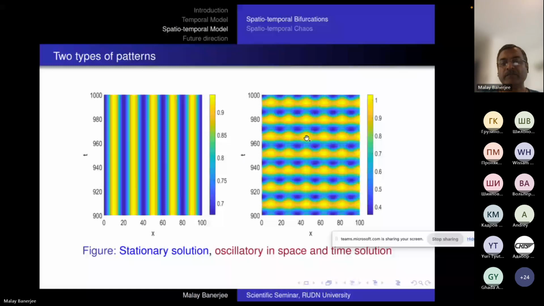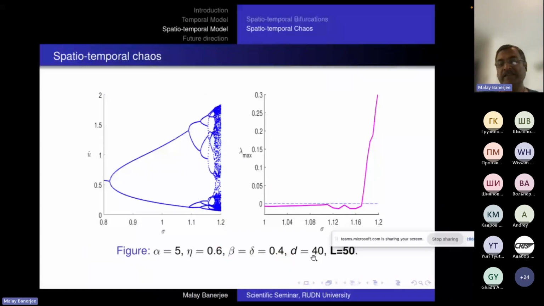And further, if we increase the domain size to L equal to 50, keeping D equal to 40, then we can see some sort of spatiotemporal chaos, and this is the period doubling bifurcation route to spatiotemporal chaos. This is the plot of the spatial Lyapunov exponent, which shows that after this particular threshold, if I recall correctly 1.172, the largest Lyapunov exponent is positive, and that more or less coincides with the chaotic regime that you can see at this particular level.